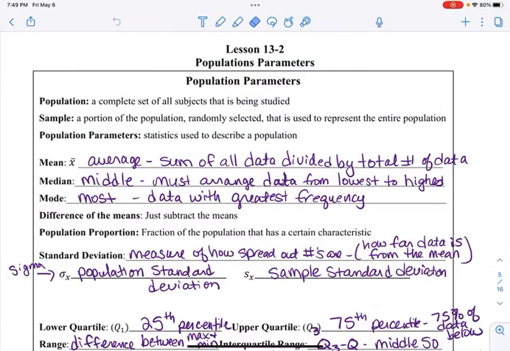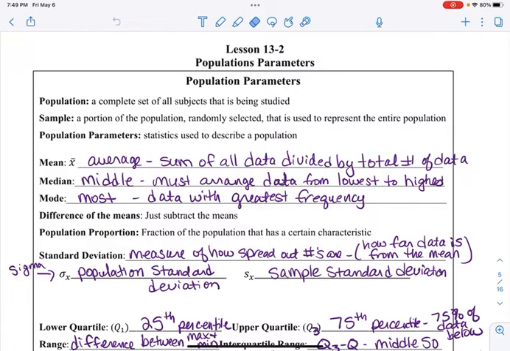Hi, Algebra 2. This is Unit 13, Lesson 2, and today we're going to talk about population parameters. I have a lot of these definitions already written, so if you need to pause the video to copy them, please do so. But a population is just a complete set of all the subjects that's being studied.